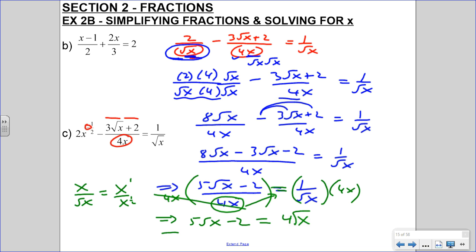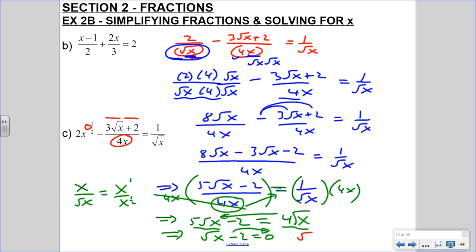So we're going to collect terms because this has a root x and this has a root x as well. So bring all your root x's over. So 5 root x take away 4 root x is just root x. Take 2 is 0. And then bring your numbers over to the other side. Because remember what you're trying to do. You're trying to get x equals by itself.